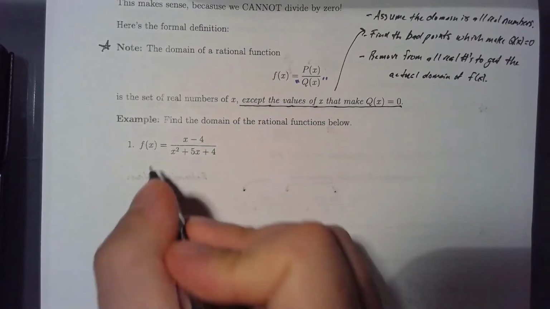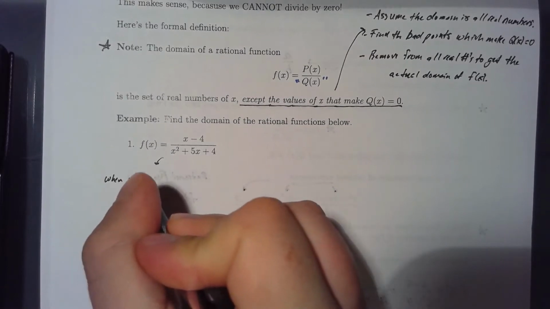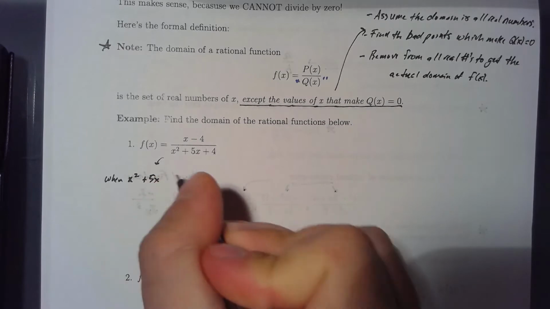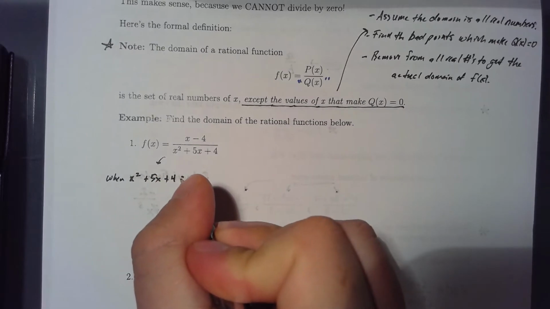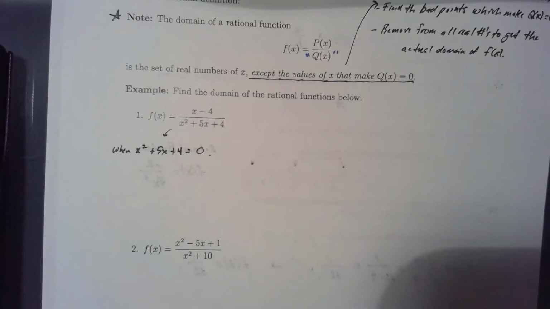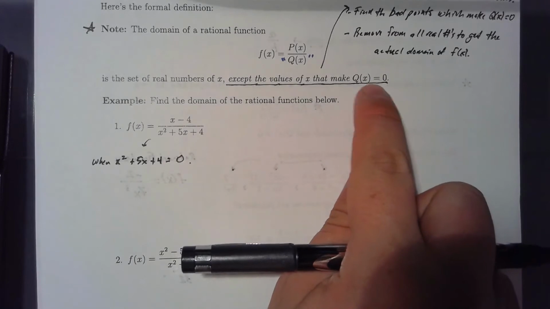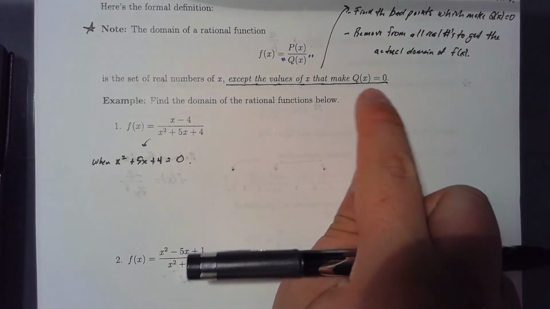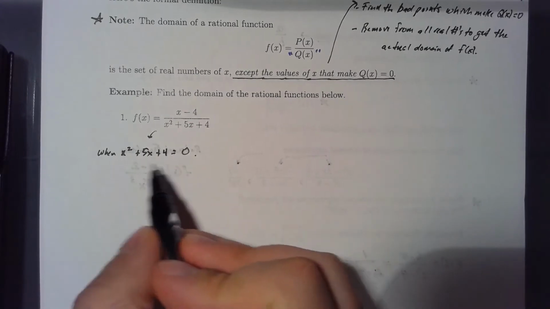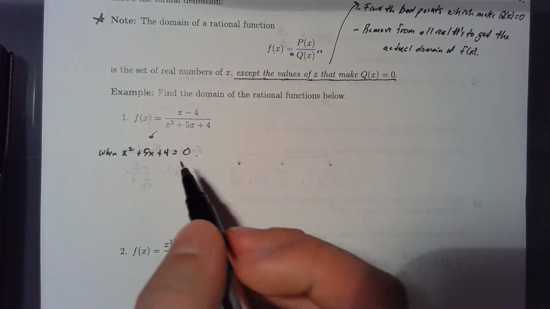So I want to look at when x squared plus 5x plus 4 equals 0. I want to look at the solutions to that equation. That is what q of x equals 0 is here in the basic sense. So I just got to solve this equation. Well, how do you solve this equation? This is a quadratic equation. That was the topic of discussion in Chapter 7.